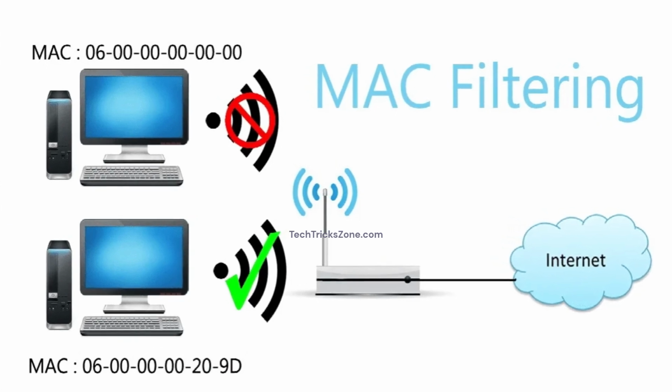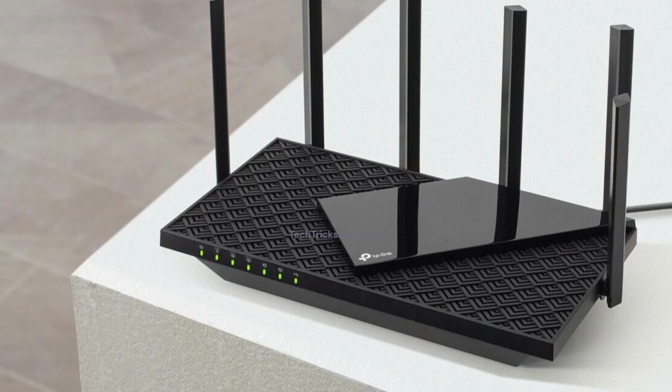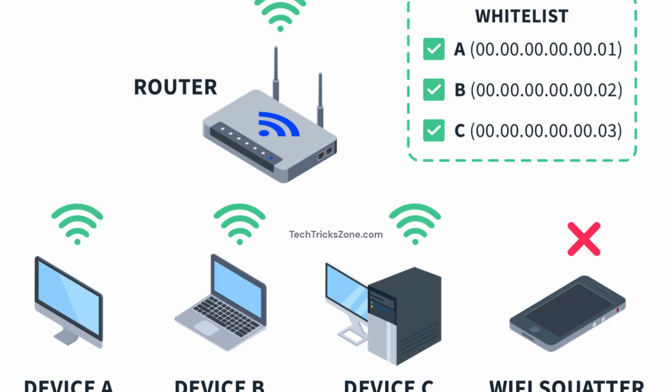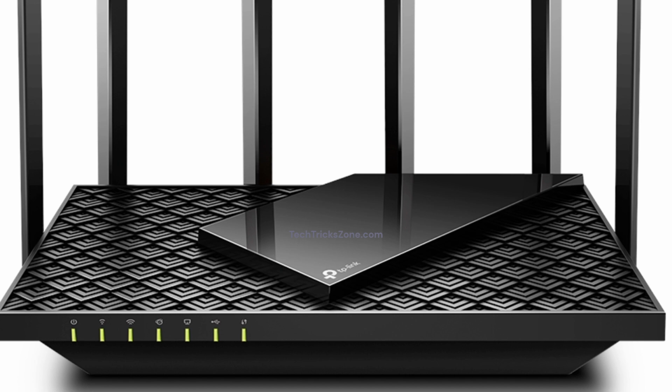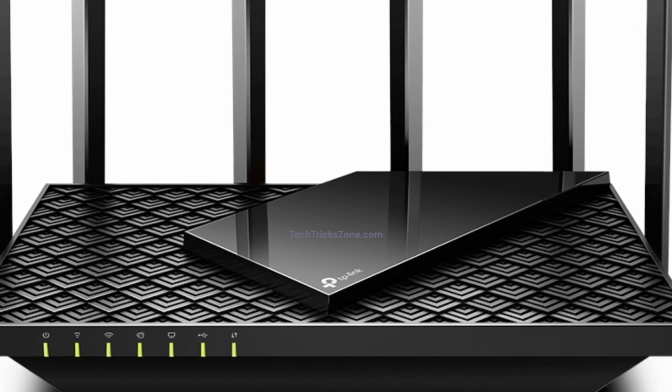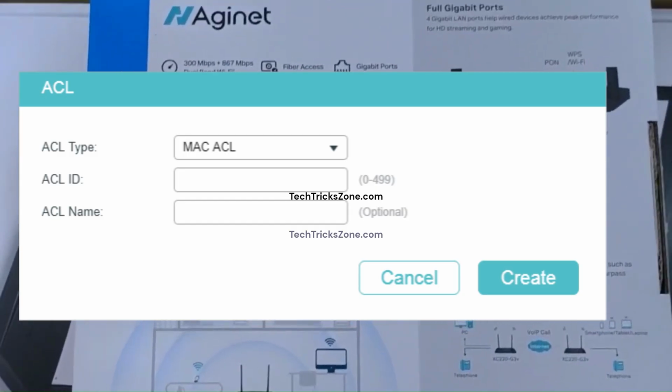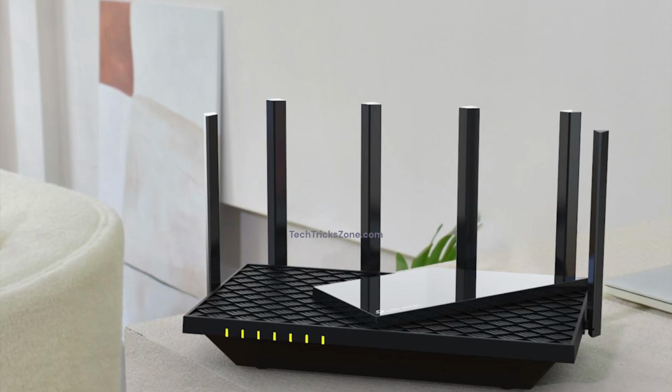One of the most powerful tools to protect your internet is MAC address filtering. Today, we're diving into the admin panel of the Archer AXE75 Wi-Fi 6 router to set up a MAC access list, giving you ultimate control over which devices can and cannot join your network. Let's get started.